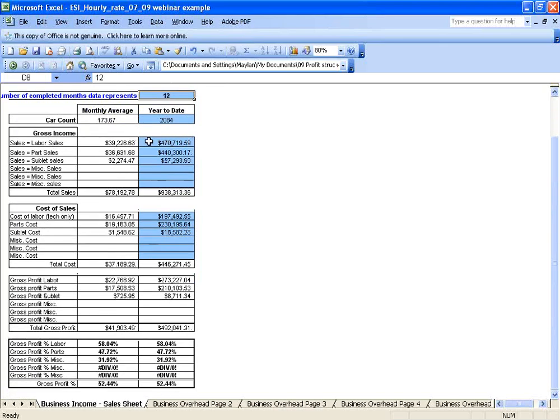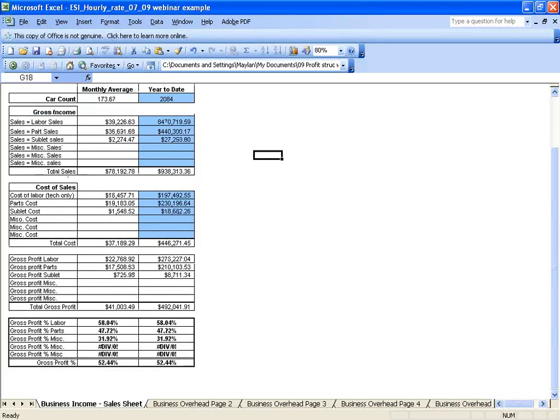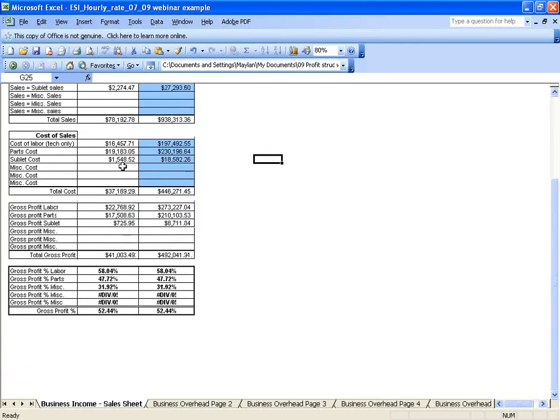So we have labor sales of 470, which averages 39, parts sales of 36, sublet. Now we also have included some miscellaneous in case you have it broke down here. Our cost of goods sold, what our technician costs us each month, what our parts cost is, what our sublet cost is, our total sales, total cost of goods sold, and then here is the profit for each of those categories. So our gross profit total is about $41,000. So out of $78,192, we're retaining $41 to pay our bills.